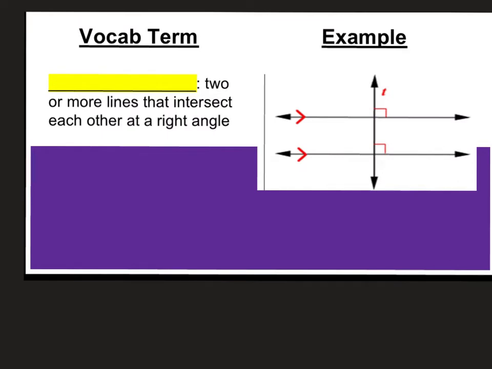Next term is perpendicular lines. These are two or more lines that intersect each other at a right angle. So our perpendicular line here, I'll highlight it for us. That would be this line right here and this line right here. Notice they create a right angle, which they also drew that little box there for you. Remember, that means a right angle, 90 degrees right there. Okay, so those are our perpendicular lines.